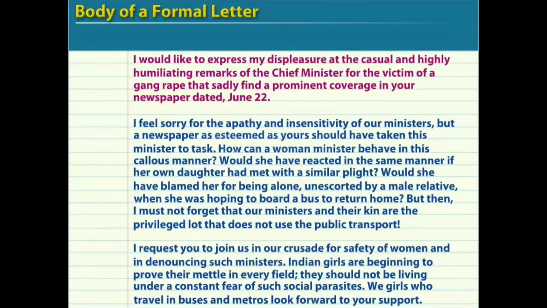The first paragraph states the purpose of writing the letter. State the purpose in a polite and direct language. You may need to make a reference to a previous letter, article, or report in a newspaper or an advertisement.